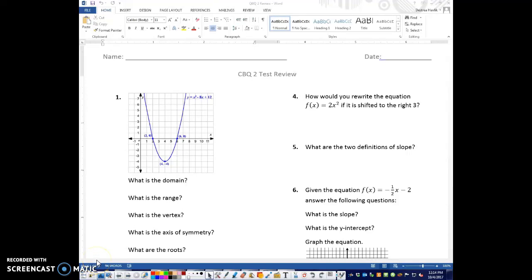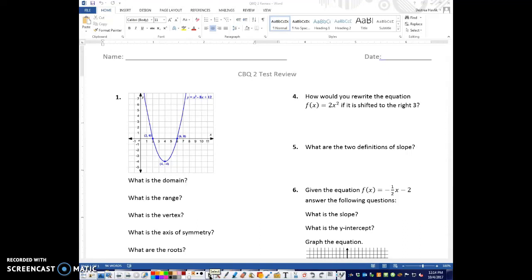Alrighty, so here we go. We're going to look at the CBQ2 test review. Just a reminder, you should have completed this completely on your own first and check your answers with me. You will do much better on your test if you do the answers yourself first and then double check them with me. So first one we look at, number 1, what is the domain?